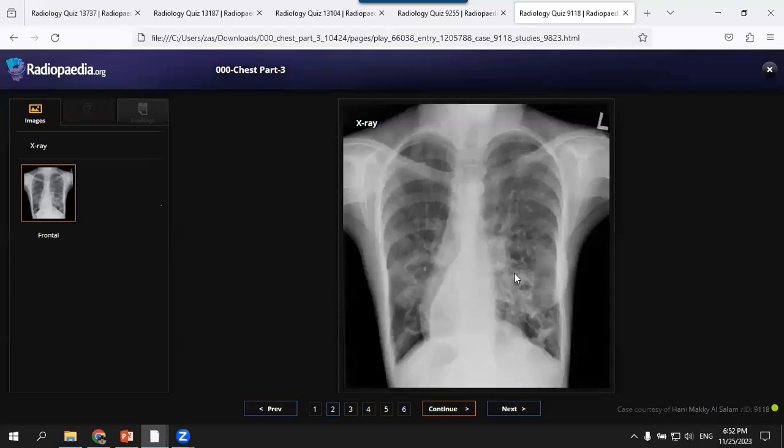So this is a frontal chest radiograph. First of all, there is dextrocardia.